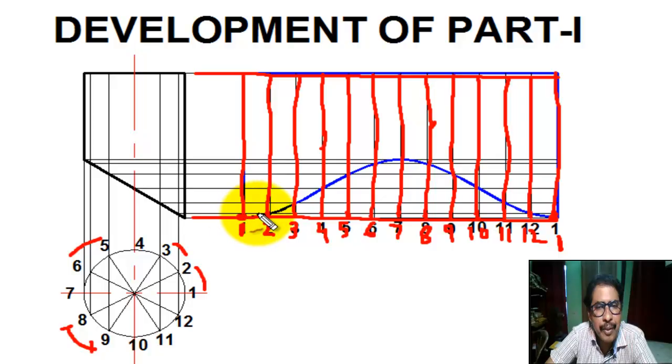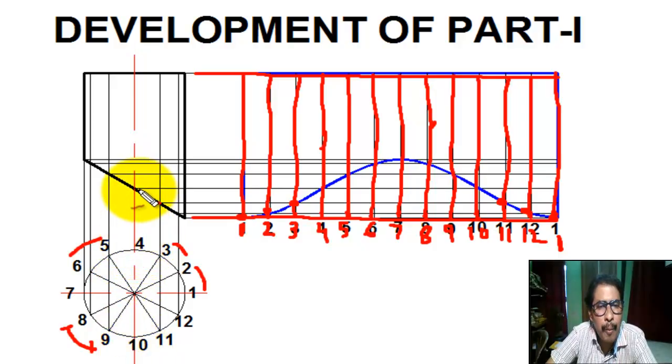So draw a parallel horizontal projection line. It cuts the 2 number line and 12 number line. This is 11 and 3. From this point draw a parallel projection line. It is cut at 3 at this point. It is cut at the 11 line at this point.